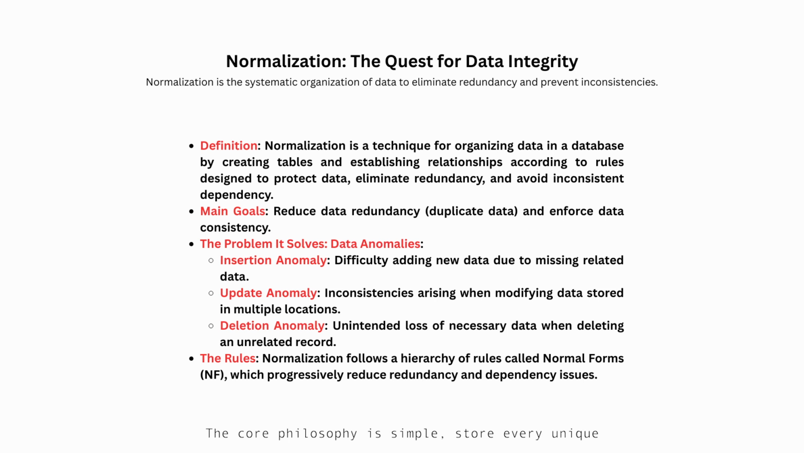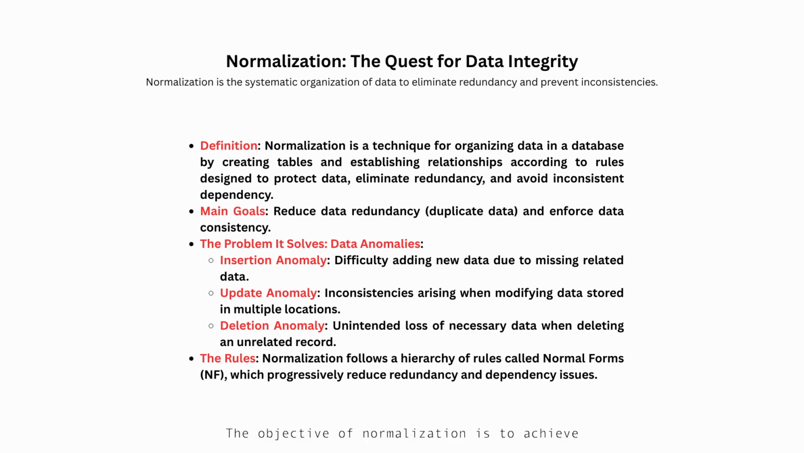The core philosophy is simple: store every unique piece of information exactly once. Think of it as an accountant of a giant corporation. You wouldn't want to store the company's tax ID number on every single invoice, purchase order, and employee record. If that ID changes, you face an update anomaly requiring hundreds of manual, error-prone changes.